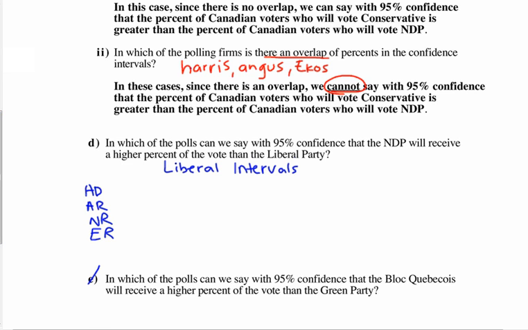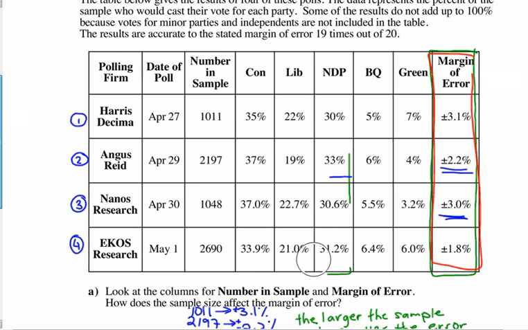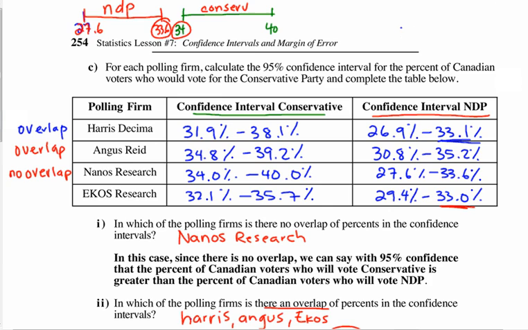So looking back at this chart, we're now looking at the Liberal. We're just going to look at the Liberal and the error and make our range value. So for the Liberals, we have 22% minus 3.1 and 22% plus 3.1. So the first range is 18.9 to 25.1.